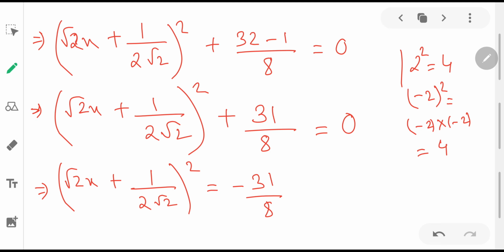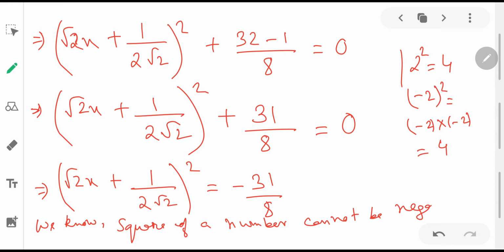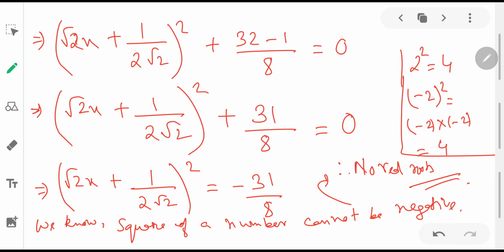So how to write here? We know that the square of a number or term cannot be negative. Therefore, it does not have any solution. So we have no real roots. Therefore, no solution. Okay, so this is our answer.